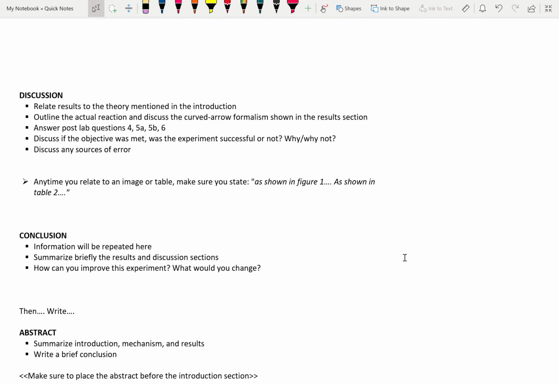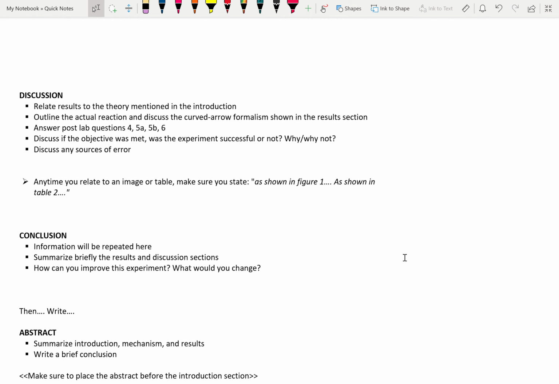Once you're done with your discussion, which is going to be a long part, you will write a brief conclusion. In conclusion, everything is going to be repeated again here. So you'll summarize briefly the results and discussion sections in like a paragraph or two. I think it's 2 paragraphs. And then lastly, to conclude your conclusion, please tell me how can you improve this experiment and what would you change?